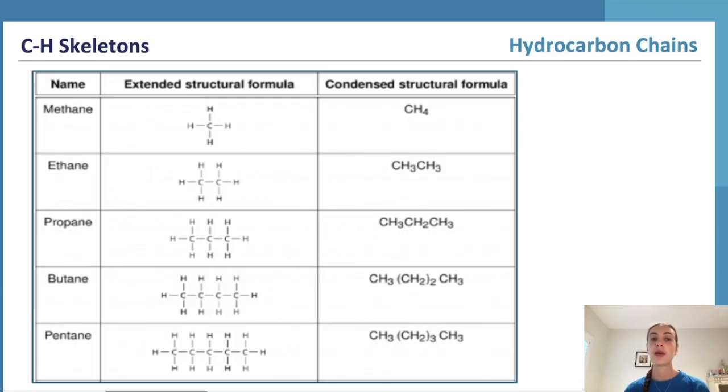condensed structural formula where it's showing still the general structure of the molecule in a condensed version, so being CH3, CH3, suggesting that there is a carbon molecule with 3 hydrogens bonded to it, connected again to another carbon molecule with 3 hydrogens bonded to it.